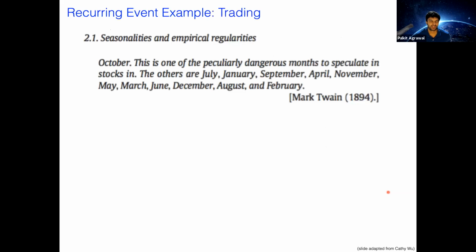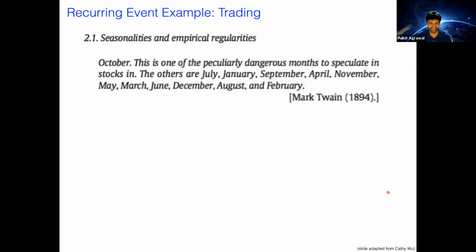Then, okay, so let's look at the recurring event example. It's a nice quote by Mark Twain. It says, October is one of the peculiarly dangerous months to speculate stocks in. Others are July, January, September, and so on and so forth.